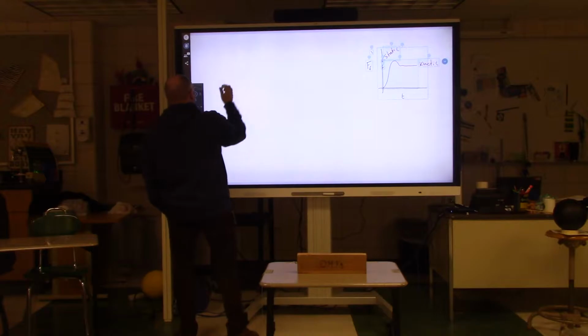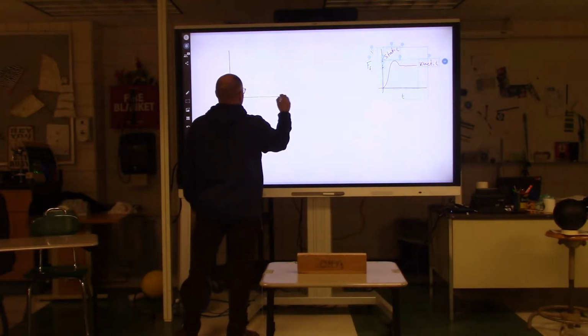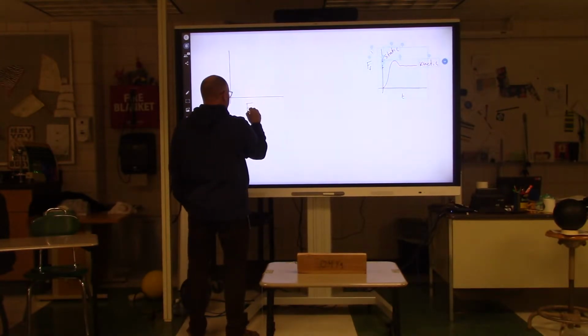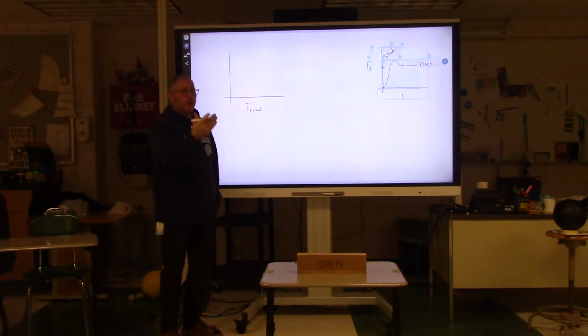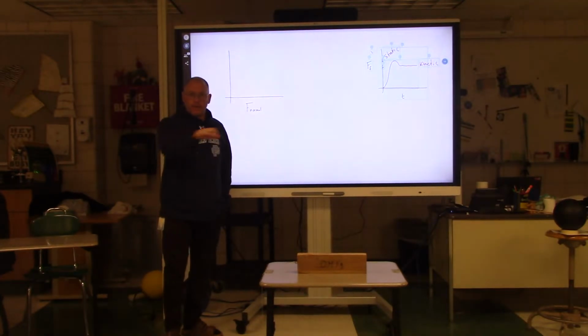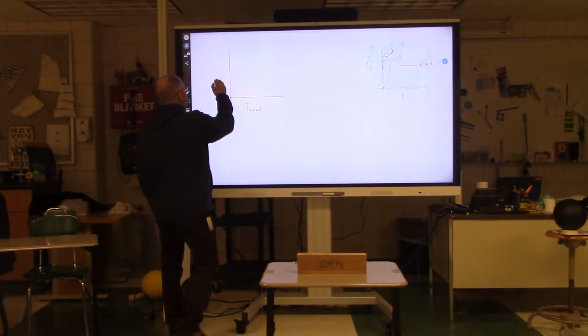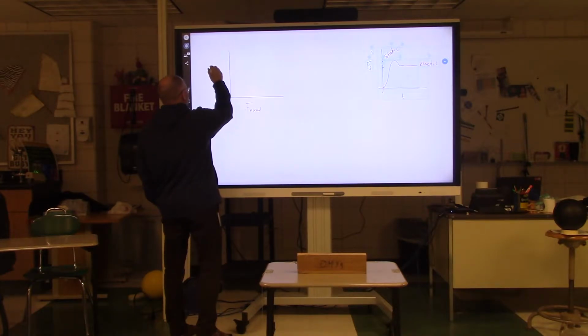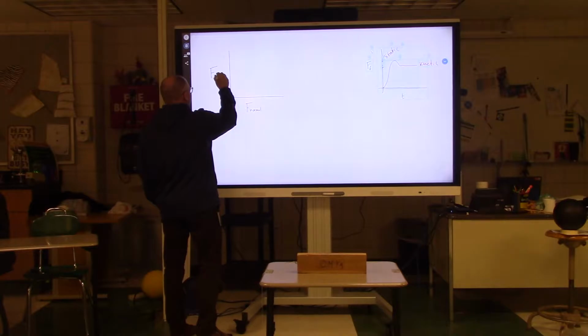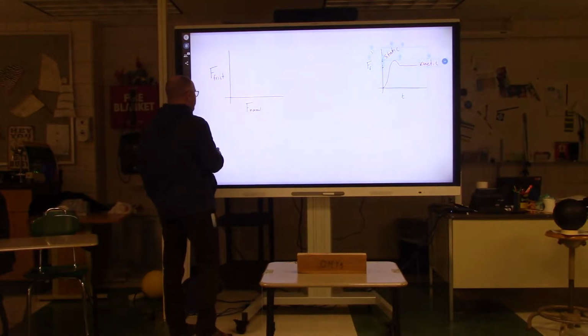But then you guys plotted your normal forces. This is, again, normal means perpendicular. This is the force by the surface that pushes perpendicular to the surface. In this case, it's up because the table is horizontal. And then you measured the frictional force here. Okay?